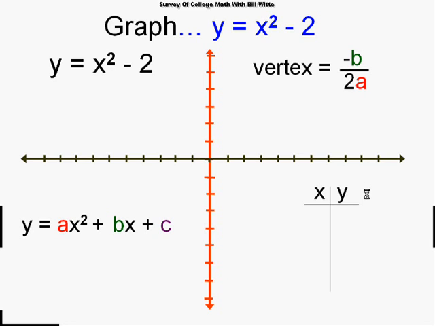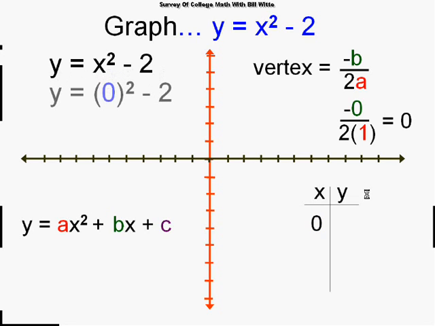-b over 2a. So in this case, let's see, -b over 2a would be -0, because there's no middle term, -0 over 2 times 1. The number in front of x squared is 1 in this case. So this one happens to be at 0, because that all comes out to 0. So the vertex will be at 0. So that's my magic number to put in first.